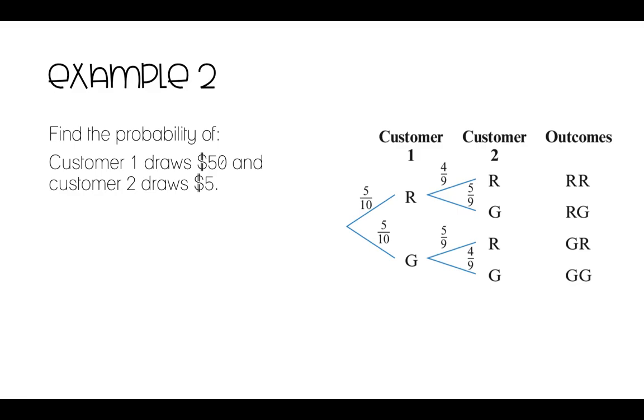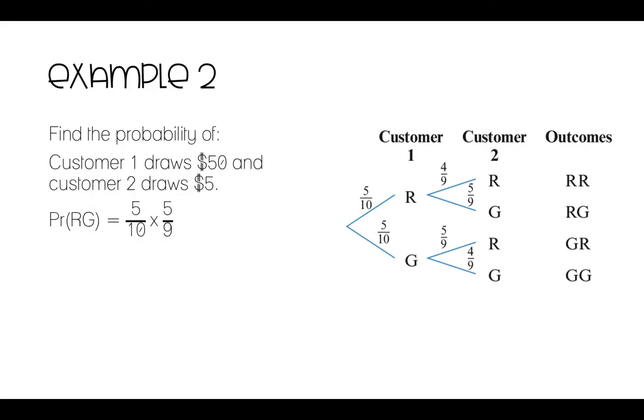Okay, so let's do another one. This time I'm going to get you to do it. You're going to pause it, come back and do it on your own. But what we're looking for is customer 1 draws a $50, so that's red, and customer 2 draws $5, which is green. So I want you to pause this and work out the probability of getting a red and then a green, and then come back.